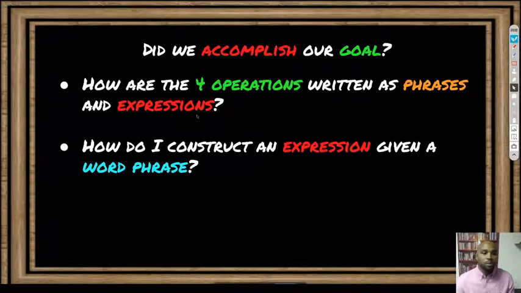All right, did we accomplish our goal? Did we talk about how the 4 operations are written as expressions? Yes, we did. We talked about the sum and the quotient and the product and how they were written as expressions. How do I construct an expression given a word phrase? So I just ended with that last word phrase, a couple of those actually, and translated them to expressions.